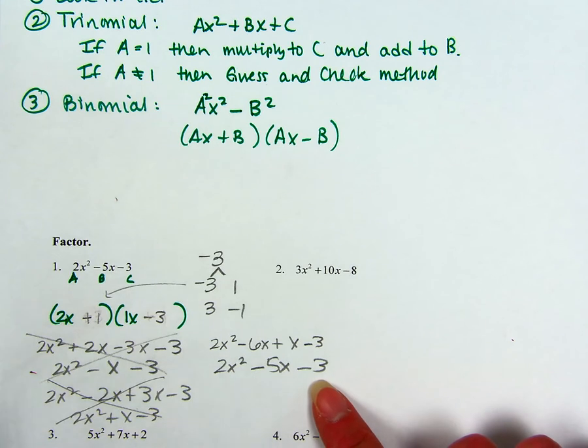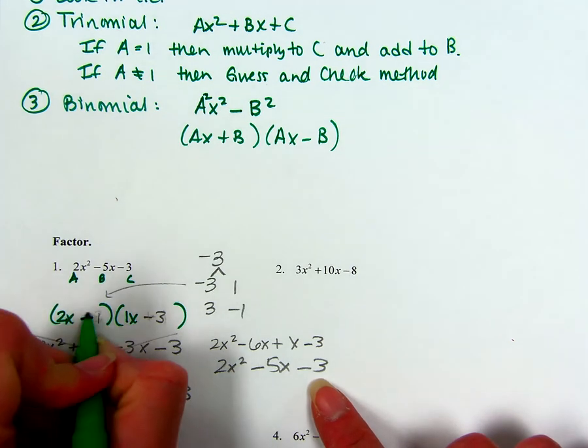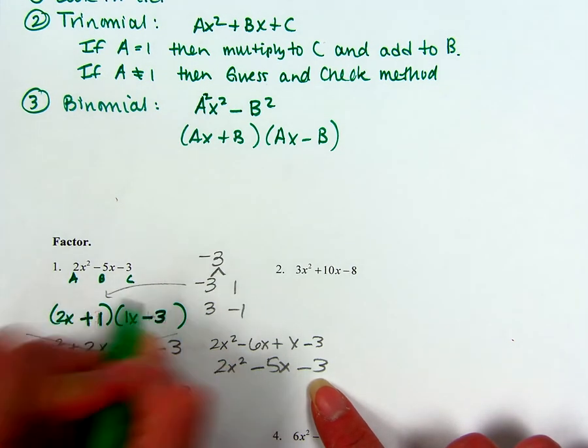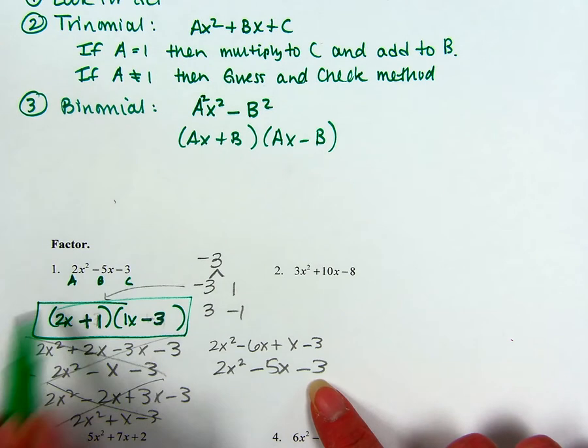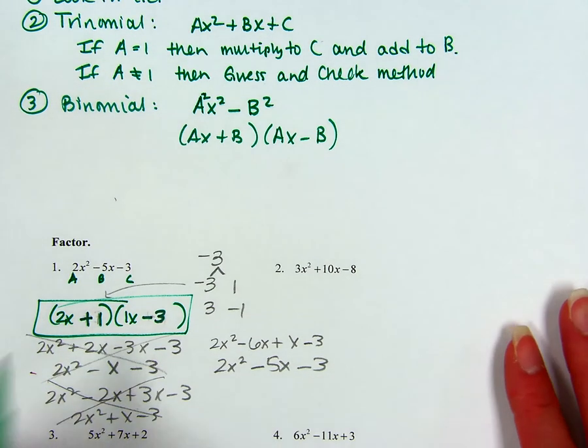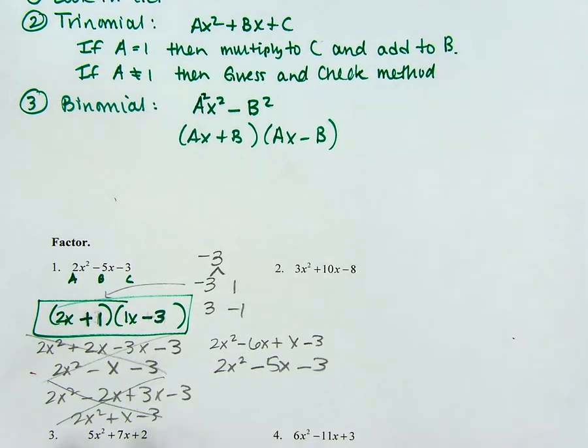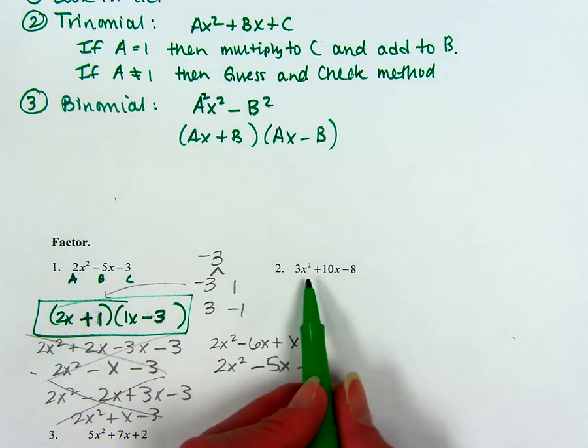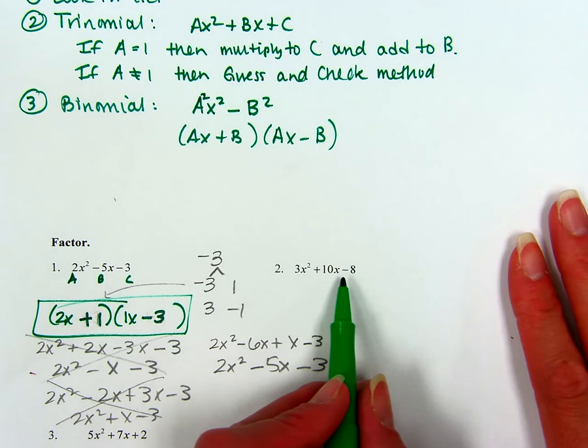All right, so I'm going to show you a couple of shortcuts so you don't have to guess and check and go through this whole process every single time. But that's essentially what you're going to do. Some of it you're going to try to do as much in your head as possible, and that'll save you some writing. All right, so we know that in this problem, 3, 10, and negative 8, there's no GCF.